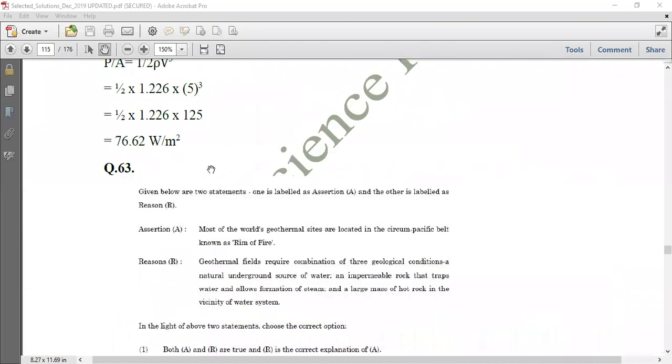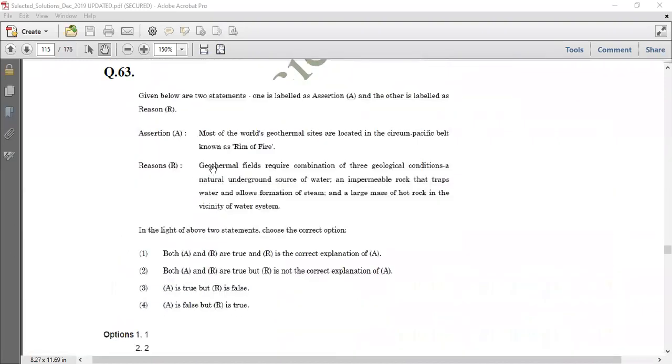Now let's move to question number 63. It's a very good question, and a very simple question. It's an assertion and reason question, and it says that most of the world's geothermal sites are located in the circum-Pacific belt known as the Rim of Fire.